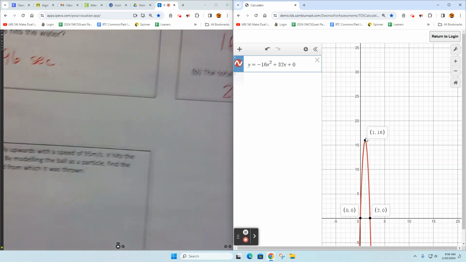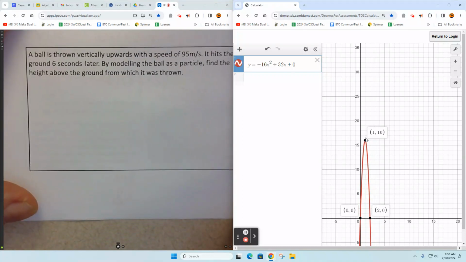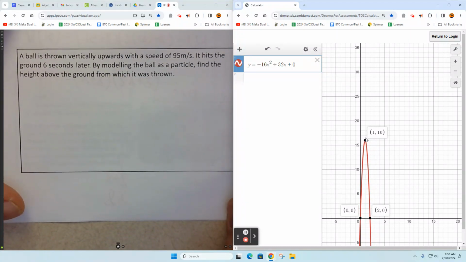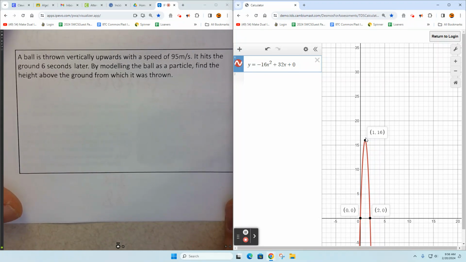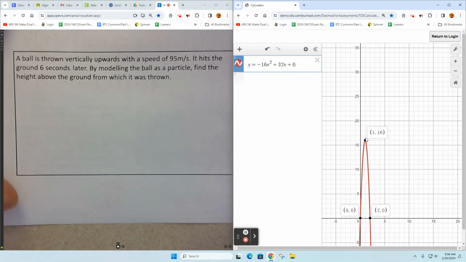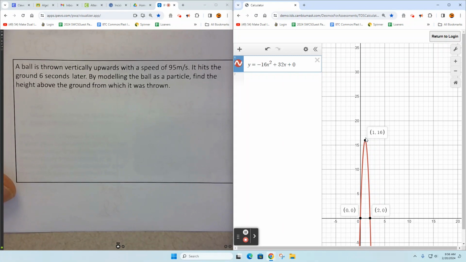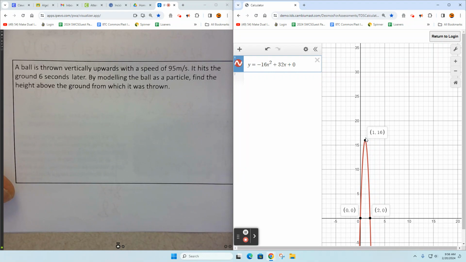Last question. A ball is thrown vertically upwards with a speed of 95 meters per second. It hits the ground 6 seconds later. By modeling the ball as a particle, find the height above the ground from which it is thrown. Is the equation y equals negative 16t squared plus 95t plus 6? No, but super close. Why is it not that? Is it minus 6?